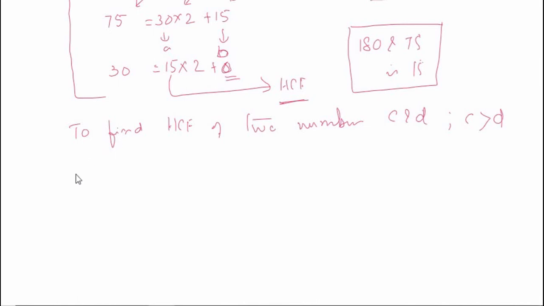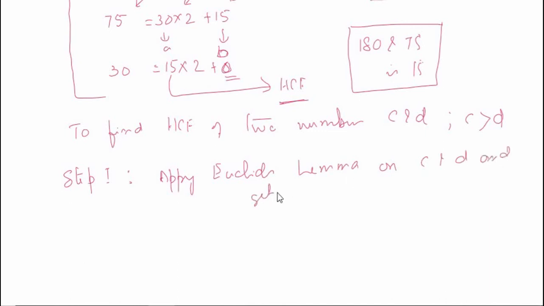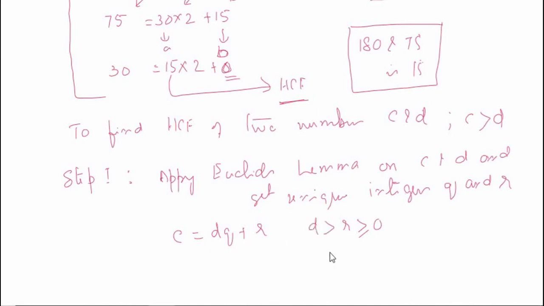Now, step 1. Apply Euclid's lemma on C and D and get unique integers Q and R. So that is C equal to DQ plus R, where R is greater than or equal to 0 and R is less than the divisor, that is D. This is step 1.